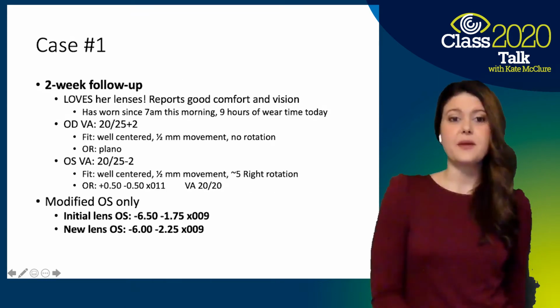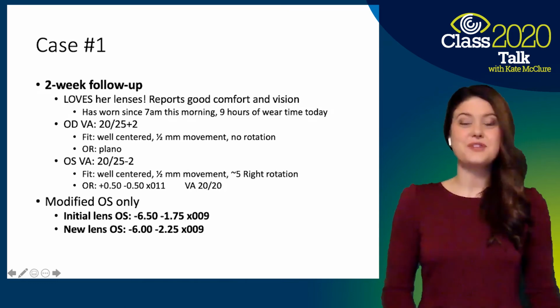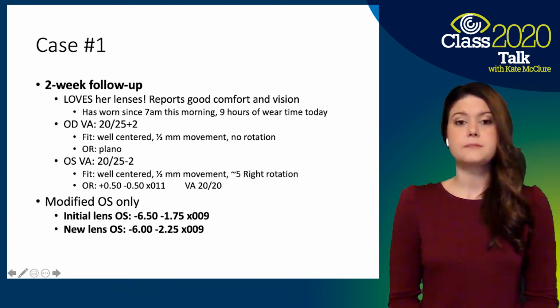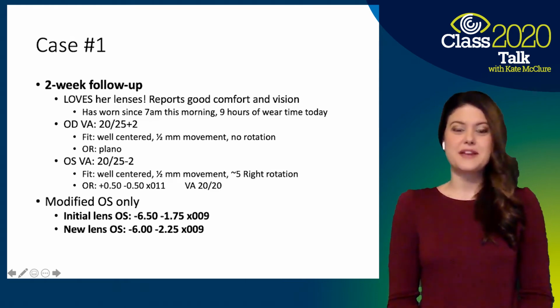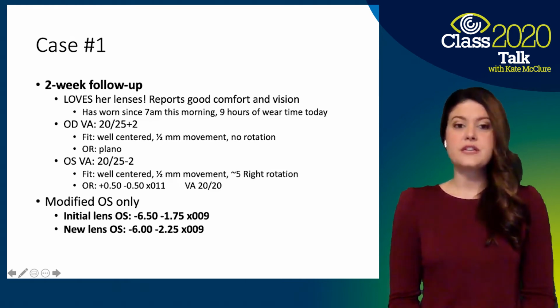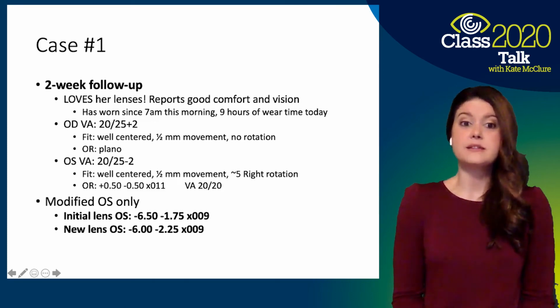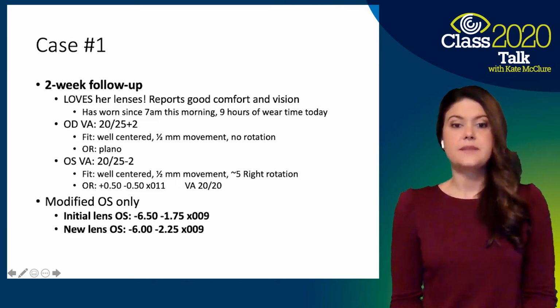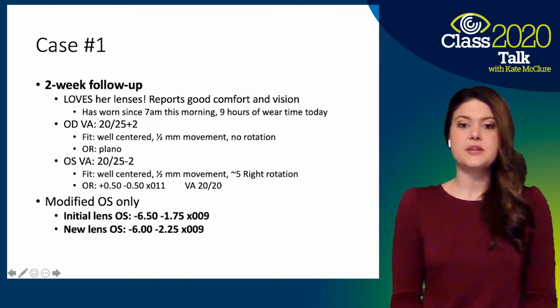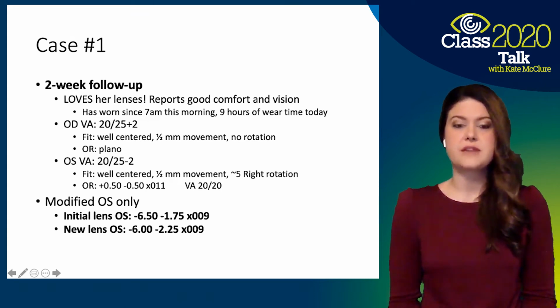So at the 2-week follow-up, the patient loves her contact lenses. She reports good vision and good comfort. She's worn the contact lenses since 7 a.m. that morning, so she's had 9 hours of comfortable wear time. Her vision in the right eye is 20/25 plus. The lens is well fitted. It's centered, has about half a millimeter of movement with no rotation.